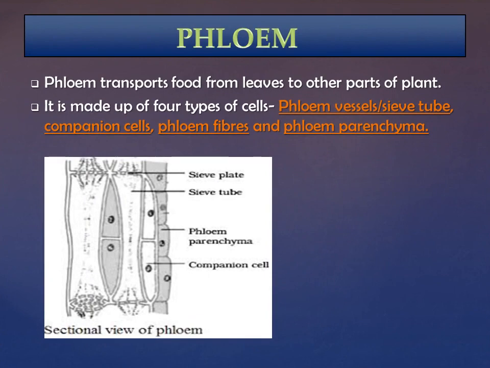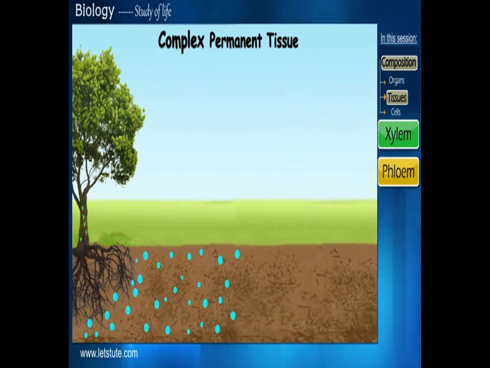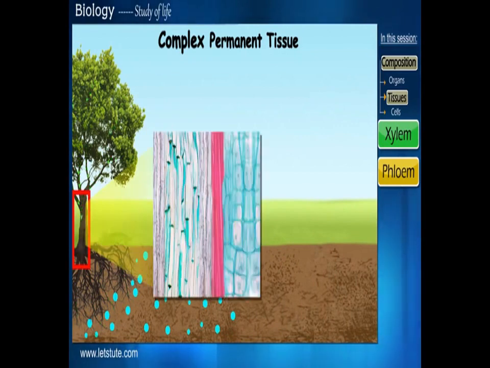Next comes phloem. Now phloem conducts the second function, that is it transports food from leaves to other parts of the plant. It is made up of four types of cells: phloem vessels, also known as sieve tube, companion cells, phloem fibers and phloem parenchyma. Now let's see the video to understand its working. The food in the form of sugar, which is made in the leaves, is transported with the help of another type of complex tissue called phloem.